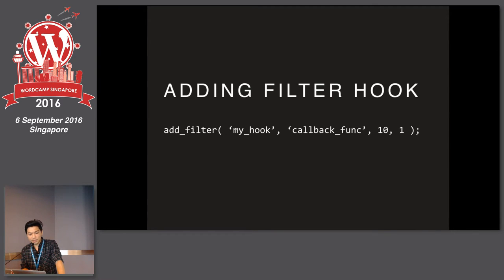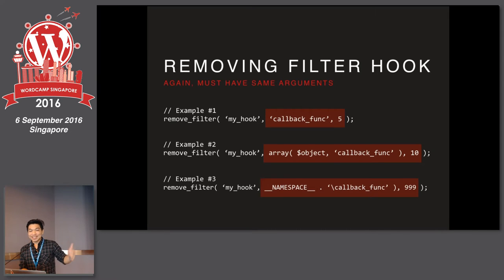Adding a filter hook is pretty much the same as adding an action hook. This time we only have add_filter instead of add_action, and the rest has the same pattern as in add_action: the callback, the priority number, and the argument count. Still remember that? It also has the same thing with removing a filter. And again, it must have the same arguments. It's really important to have the same arguments, otherwise WordPress will read it as different from what you're actually trying to remove.